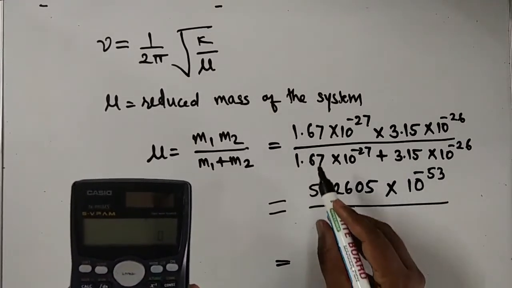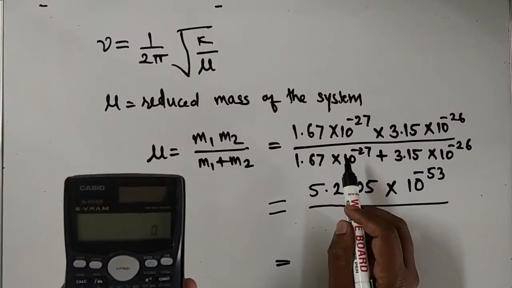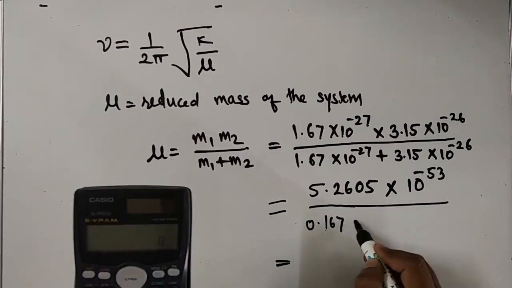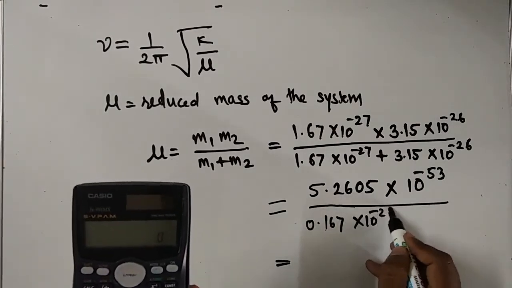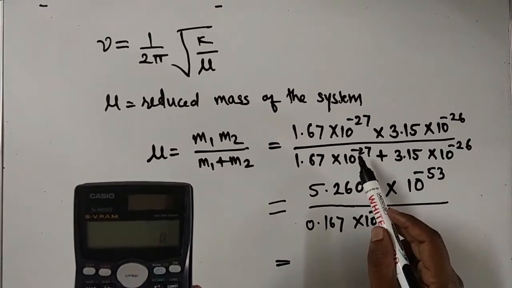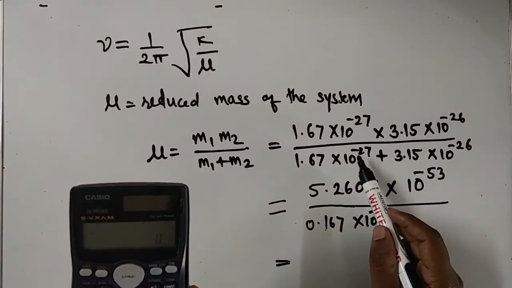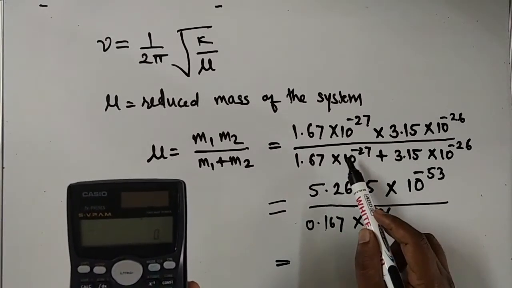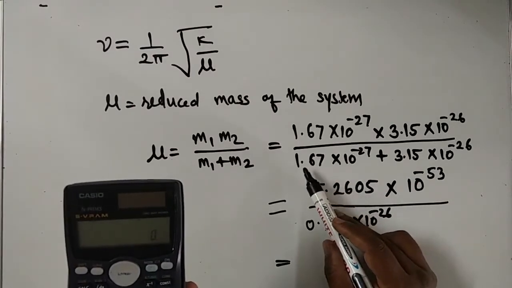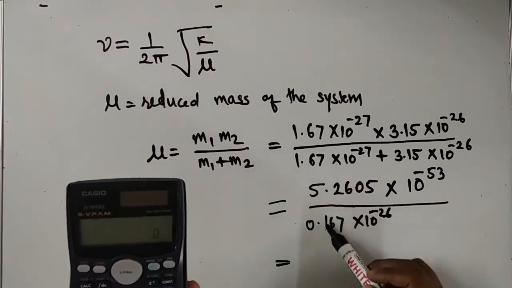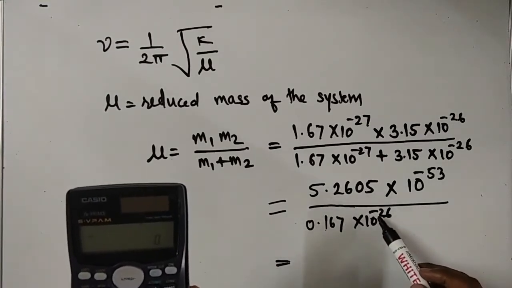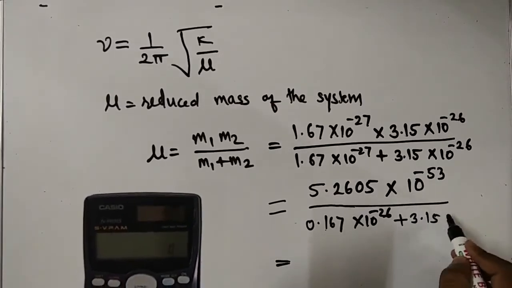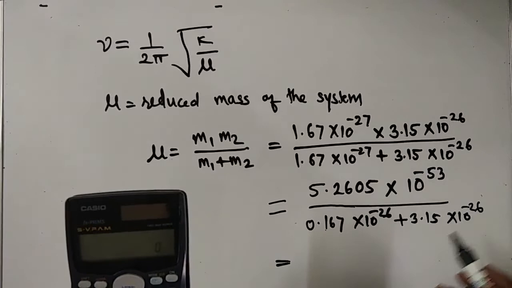So I will convert this term as 0.167 into 10 raised to minus 26, right? I have taken this 10 raised to minus 1 power from here, and that power I have multiplied here. So 10 raised to minus 1 is 0.1. I have multiplied by 0.1, so that is 0.167, and here it remains 10 raised to minus 26, right? And the next term is as it is, 3.15 into 10 raised to minus 26.